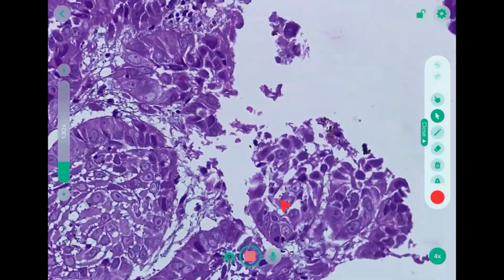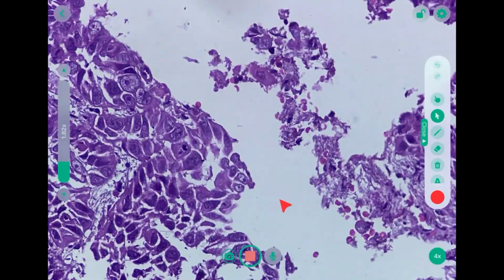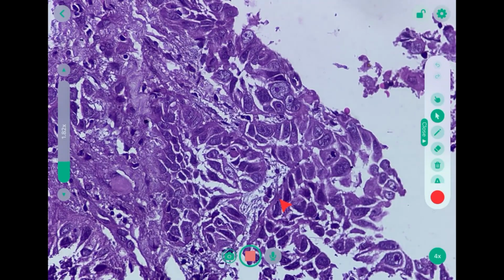So we can sign out this case as squamous cell carcinoma, oral cavity, HPV associated.